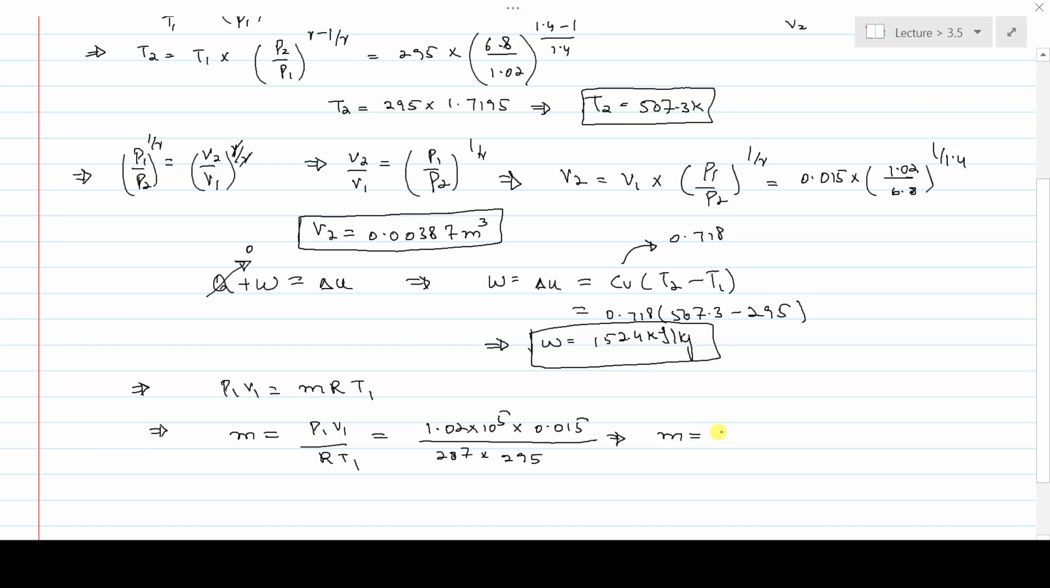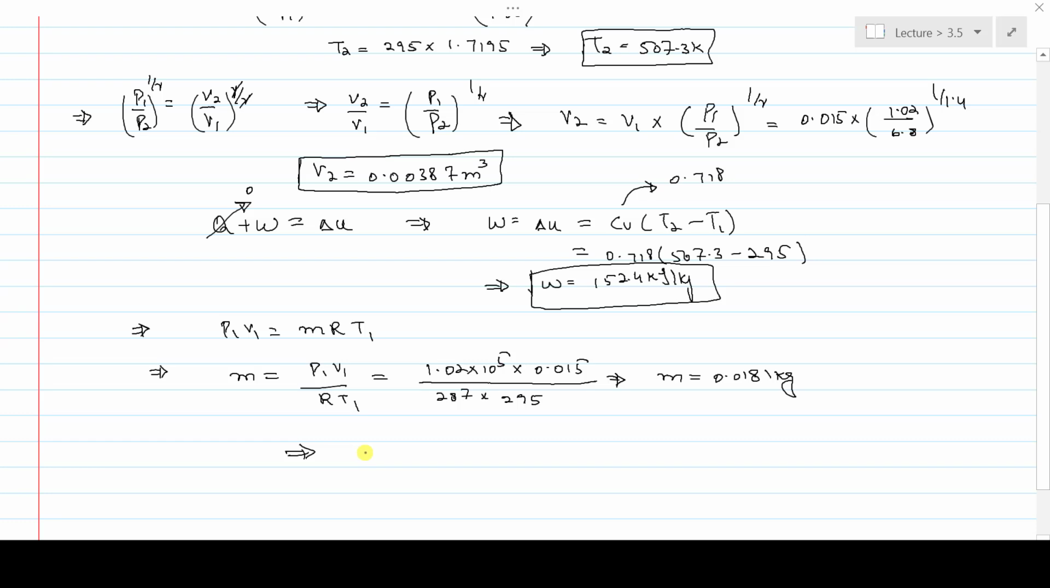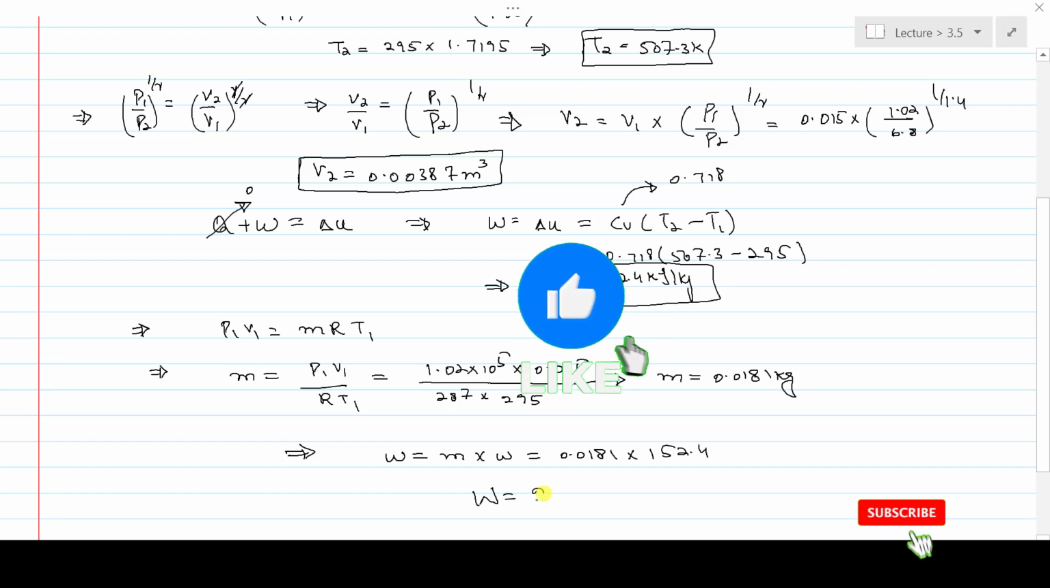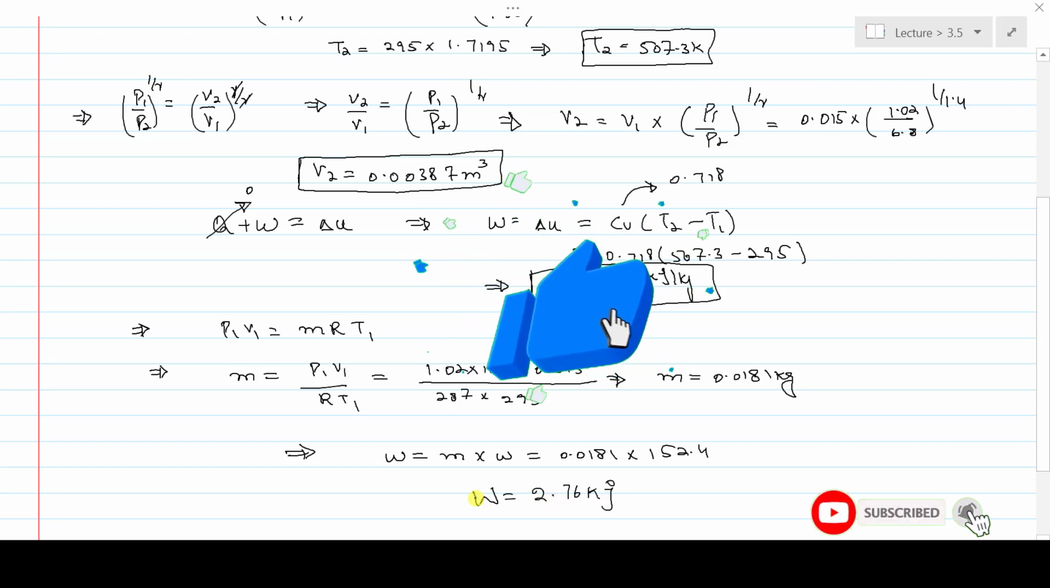is 0.0181 kg. Now the total work input required in order to compress this air is equal to m multiplied by the specific work done. The value of m, the mass of air, is 0.0181 and the work done per kg is 152.4. After solving this, you will get the total work input required in order to compress this air, that is 2.76 kilojoule. And this is our final answer.